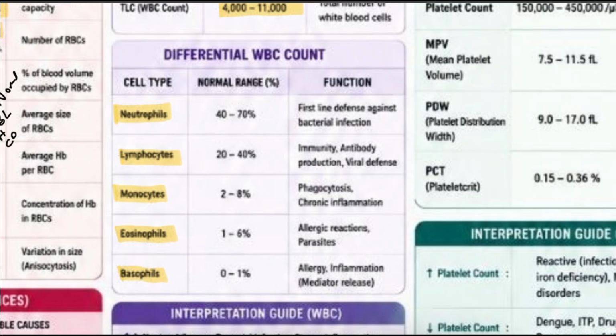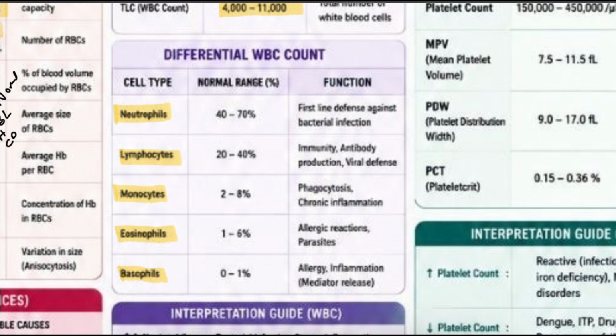Next we can see basophils. The normal is 0 to 1%. The main function is allergy and inflammation, and some mediator release. The basophils will release histamine. High basophils means we have to think of myeloproliferative disorders and allergic conditions.